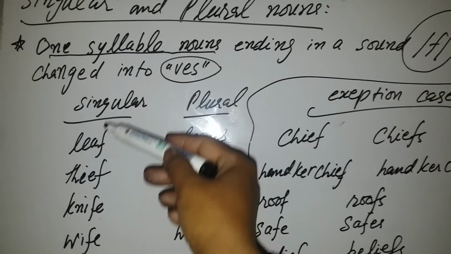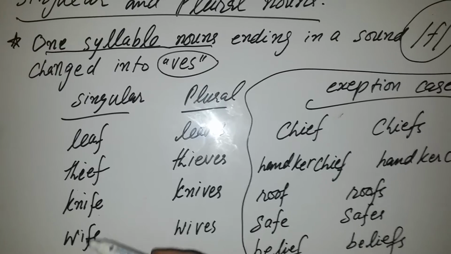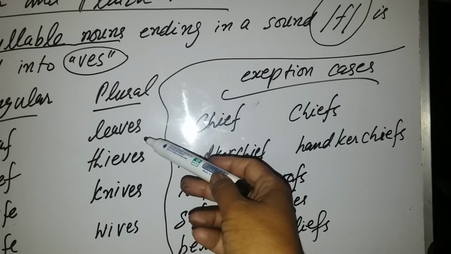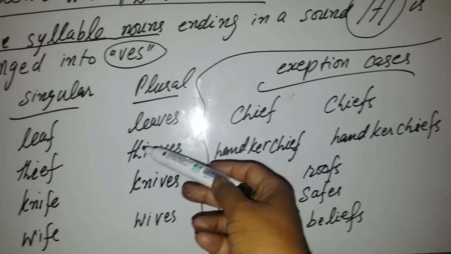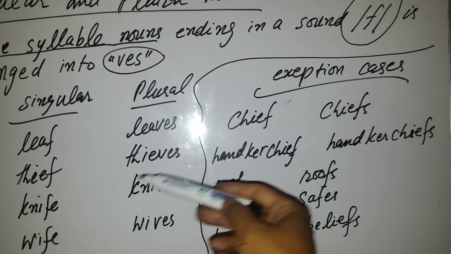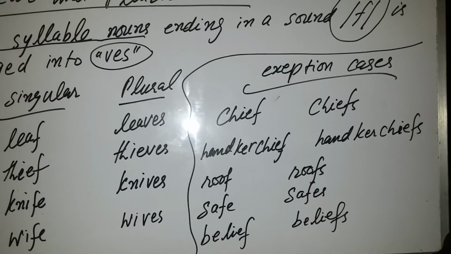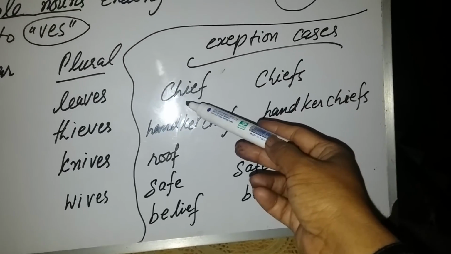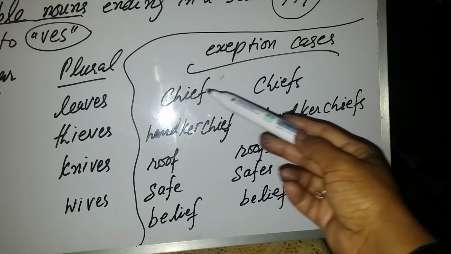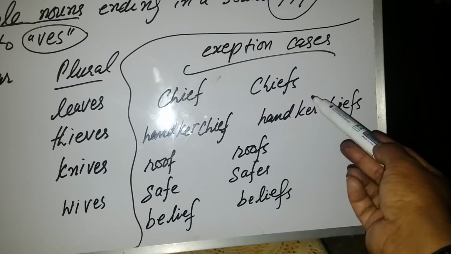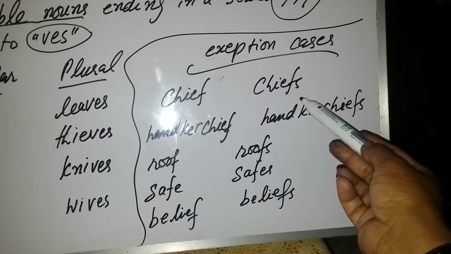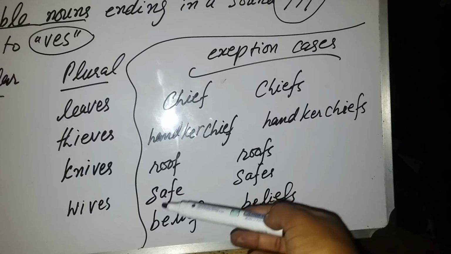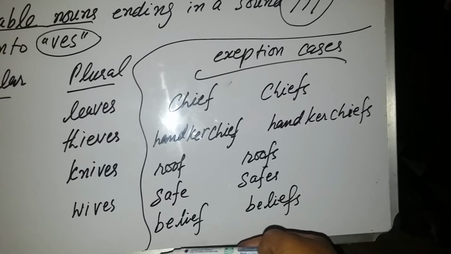So if any single syllable noun ends with the sound of f, you will put ves after it for converting it into plural. For example, leaf, leaves; thief, thieves; knife, knives; wife, wives. But there are some exceptional cases. For example, chief: f will never be converted into ves, but you will put s after it, chiefs. Handkerchief, handkerchiefs; roof, roofs; safe, safes; belief and beliefs.